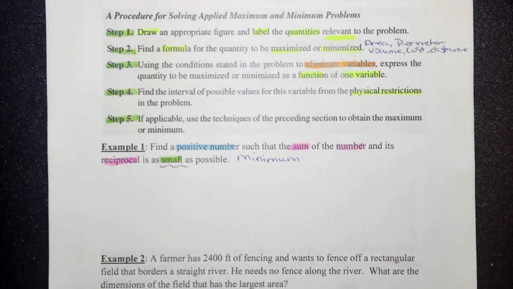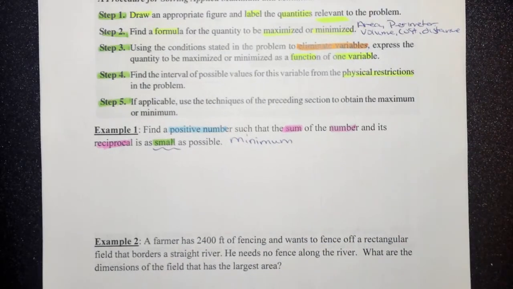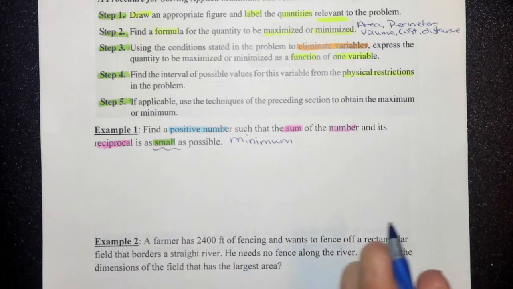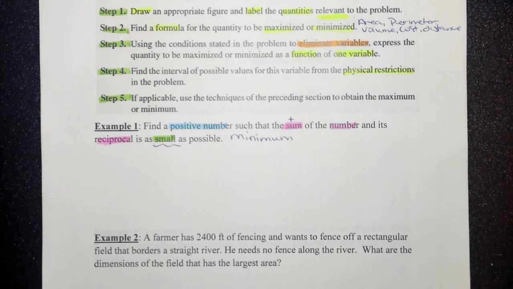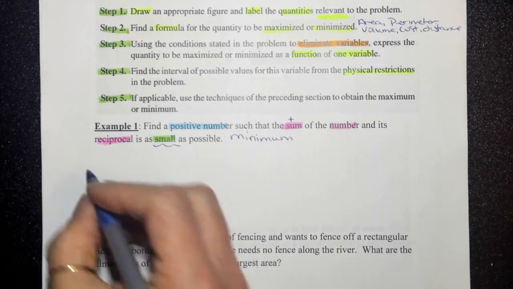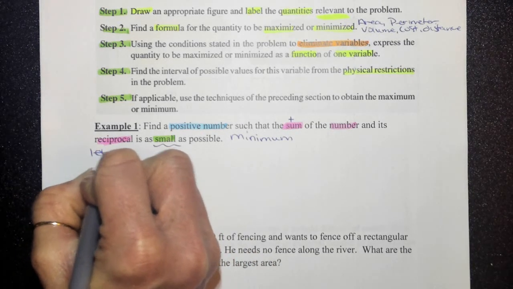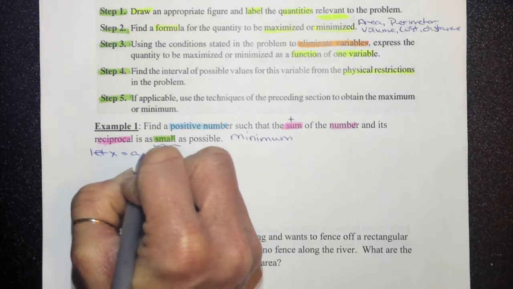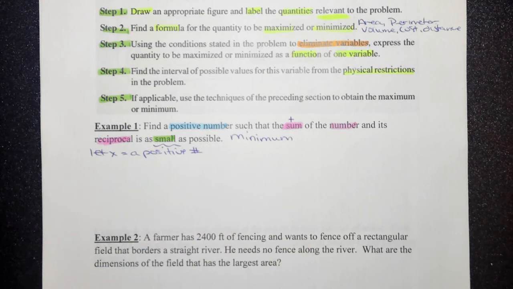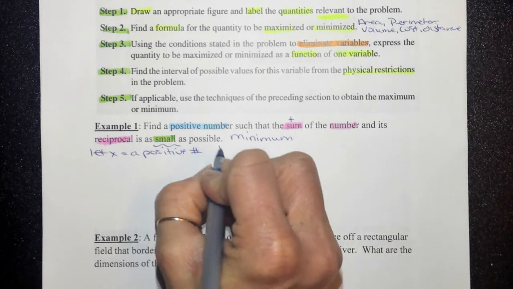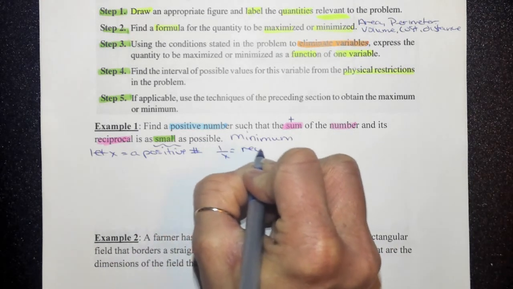Pretty basic: we want a positive number such that the sum of it and its reciprocal is as small as possible. So we know we're going to be using addition. The issue here is we don't have any variables, so we need to designate one. Let x be equal to a positive number. Once we do that, we know that 1 over x is equal to the reciprocal.